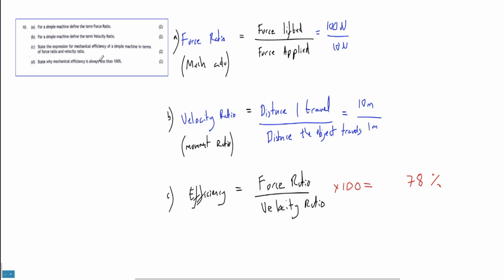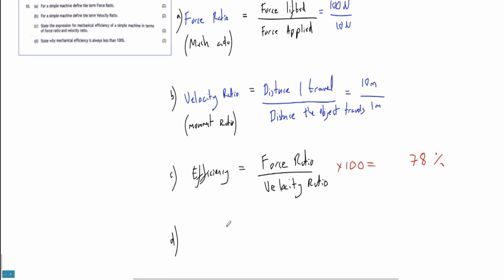State why mechanical efficiency is always less than 100. Well, I did say it because you can't have more than 100% efficiency. You'd be pushing something and it would just give you energy. It's like having a perpetual motion machine. It's a law of physics. I think that'll do. All right, on to the next one.